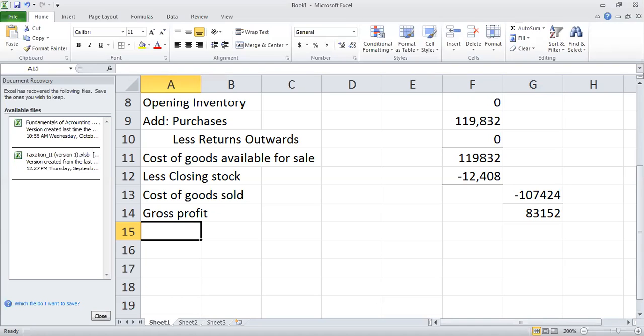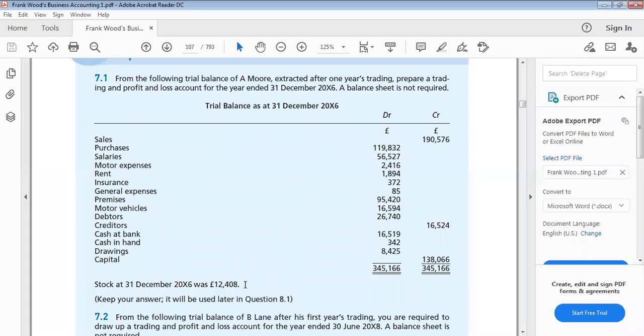Then you're going to check to see if there's any other revenue. There's none. You don't see any commission received, nor discount received. So there's none. So therefore, we're going to put in our expenses now, and they are salary, motor, rent, insurance, general. All of these are your expenses. These down here go in your balance sheet, but from here to here goes in your income statement or trading profit account.